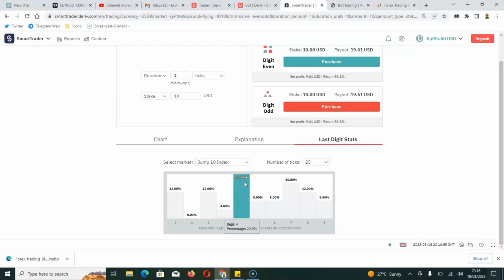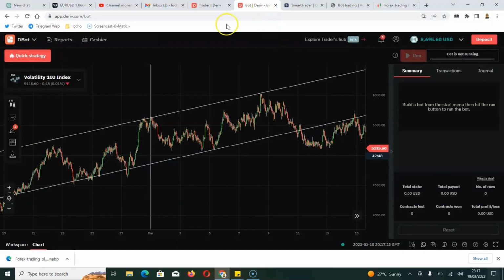So that means that even is appearing most of the time. Here, it has changed to 5, and so on. So you can look at it and monitor which one is appearing most of the time. Number two, you can decide to come on the chart.